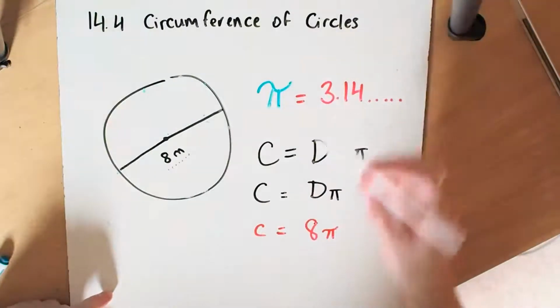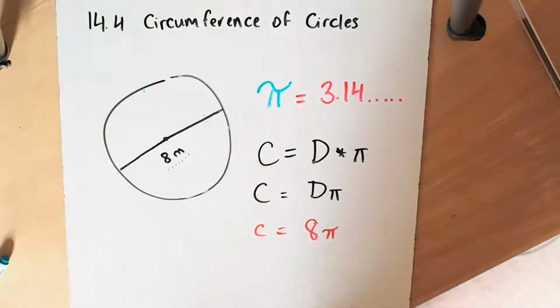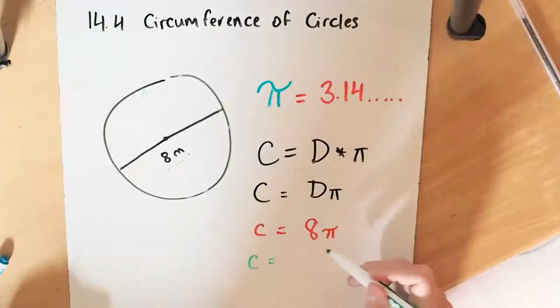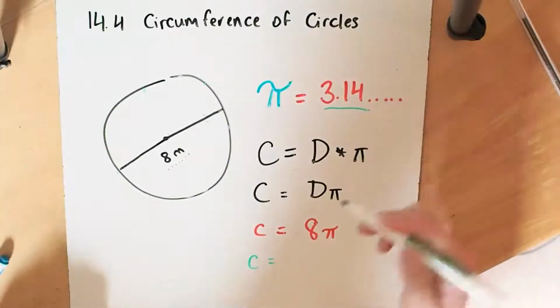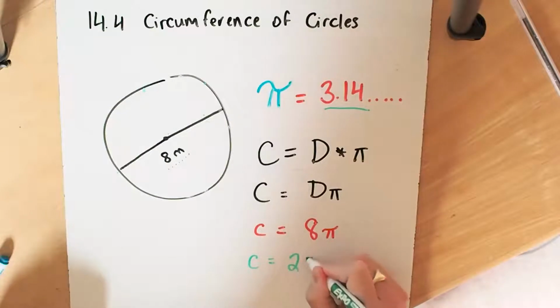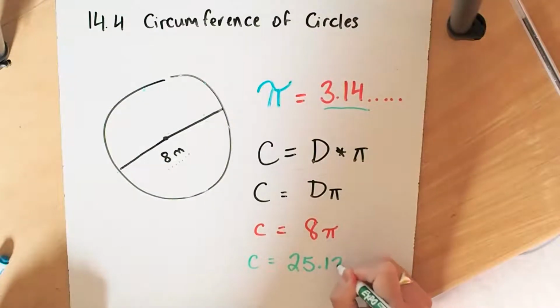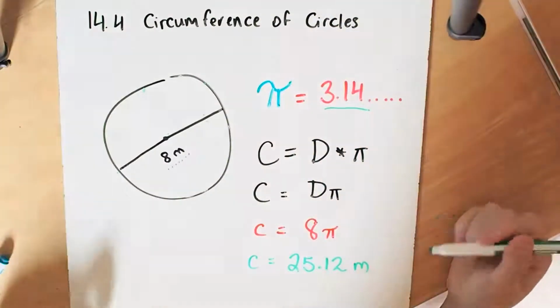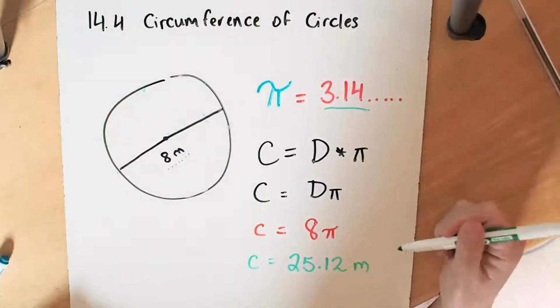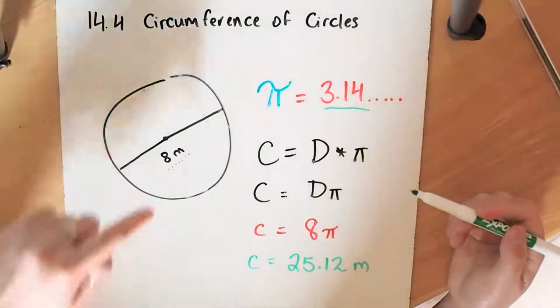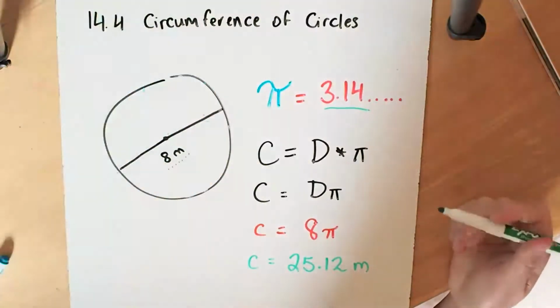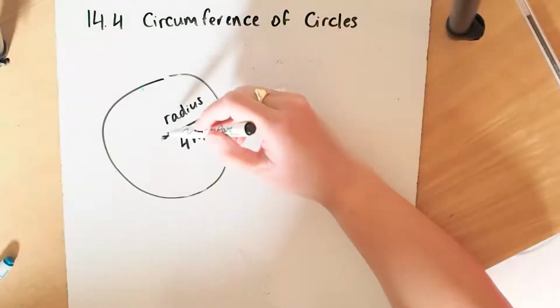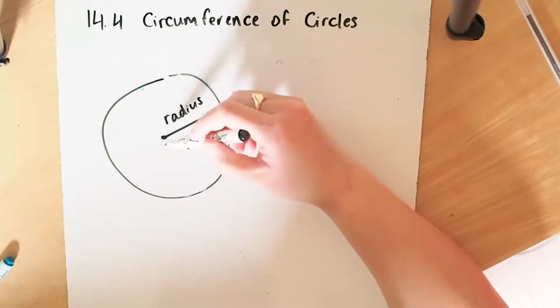Now we know that pi, what we're going to be using, is 3.14. So if I get out my handy dandy calculator, C is equal to 8 times 3.14. So I'll get C is equal to 25.12, using my units here, meters. And we don't put squared or cubed or anything, it's just meters, because I'm just measuring a distance around the outside of a circle.